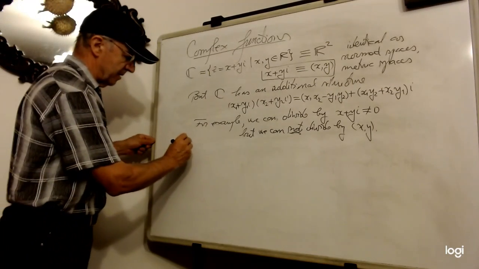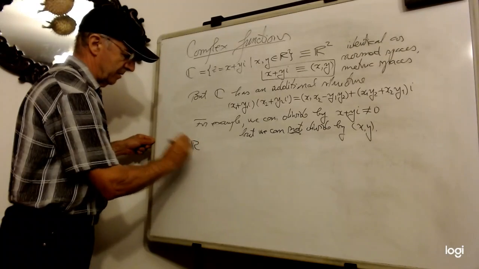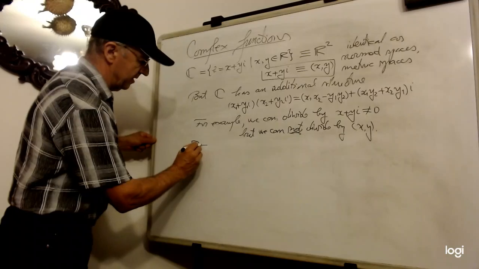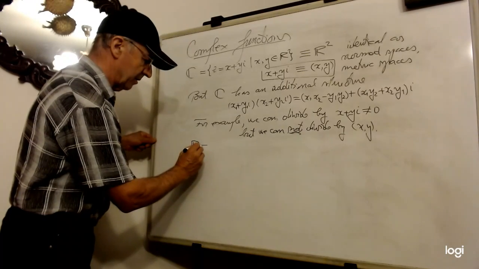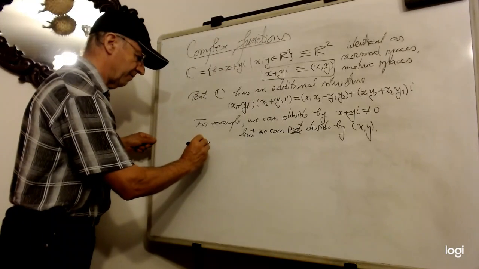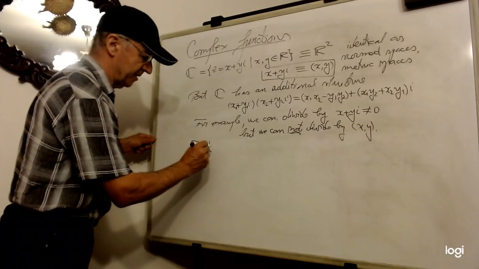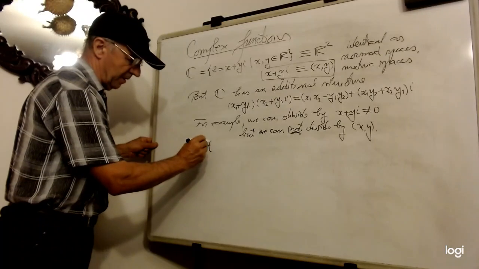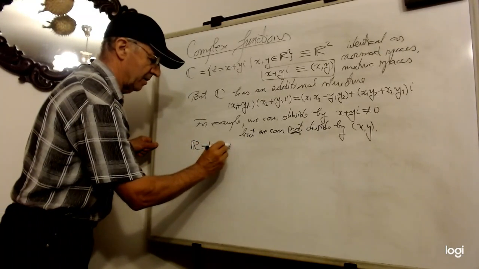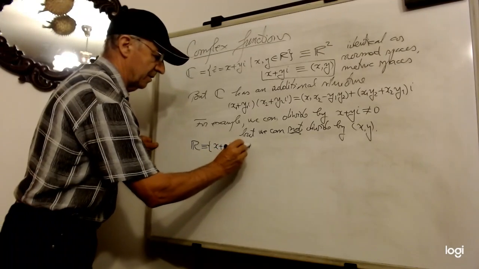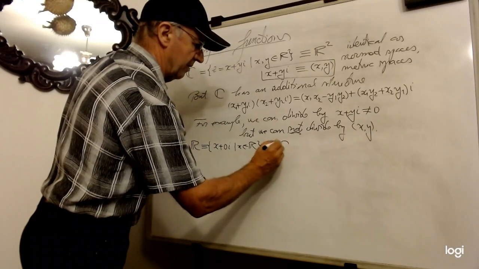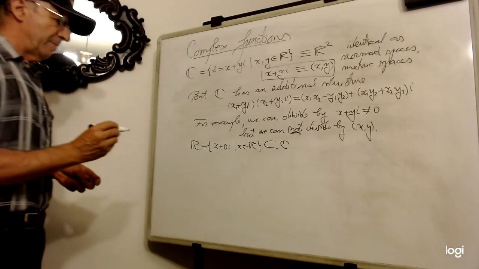The space of real numbers is a subset. It can be identified with the subspace of all the numbers of the form x plus 0i, where x is a real number, and it is a subset of the space of all the complex numbers.